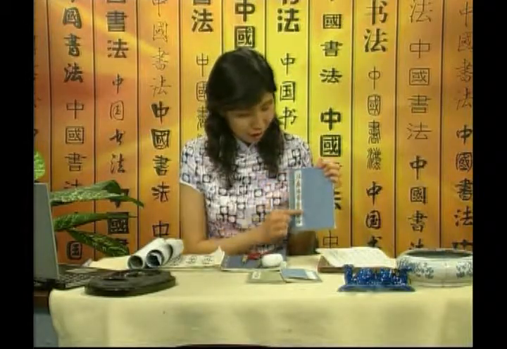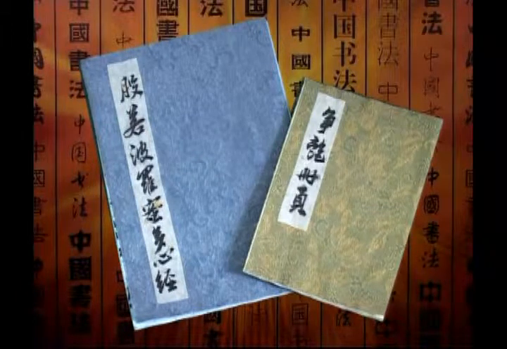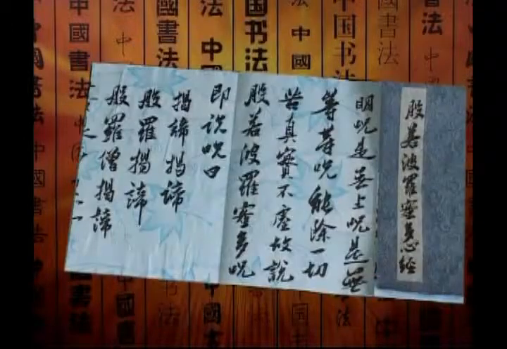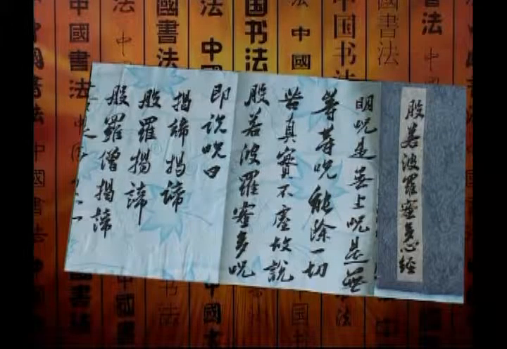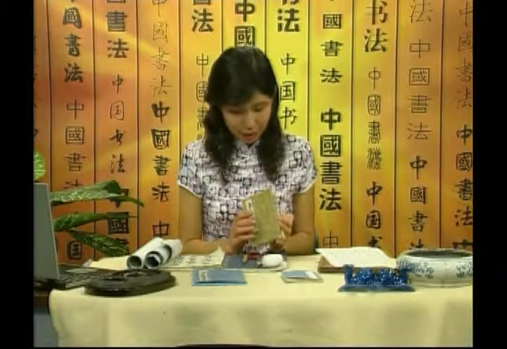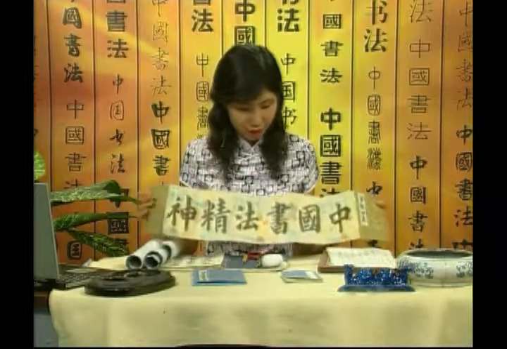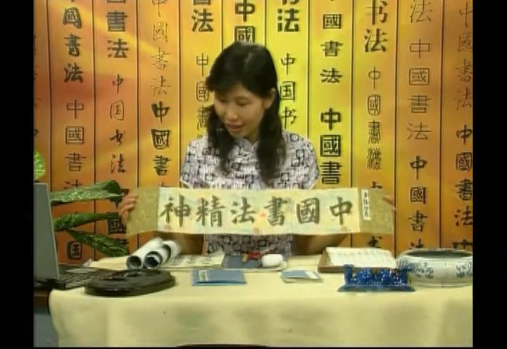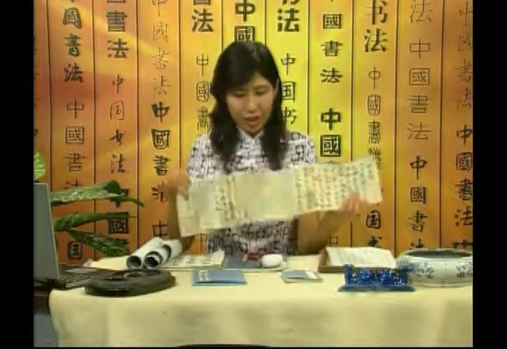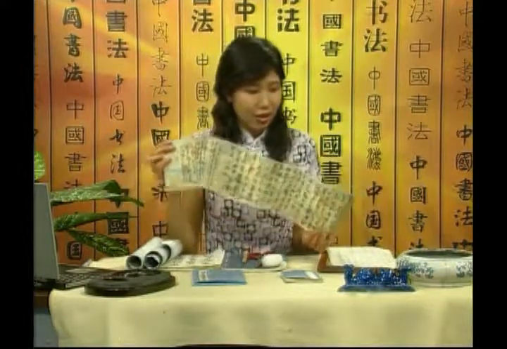Lastly, we can cut a small strip of scroll paper, paste it on the front, and write a few words about the content of the album. This is the Heart Sutra that I wrote before. You can make smaller albums as well. Everyone can see this is written on both sides of the paper. 中国书法精神 meaning the spirit of Chinese calligraphy. You can write on the back too. This is a double-sided piece I made.